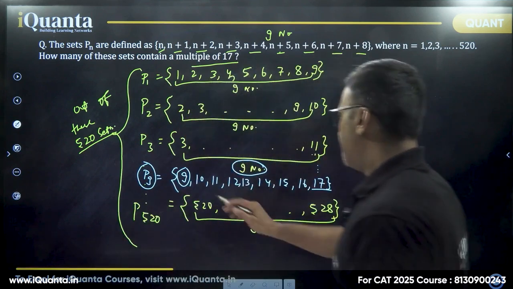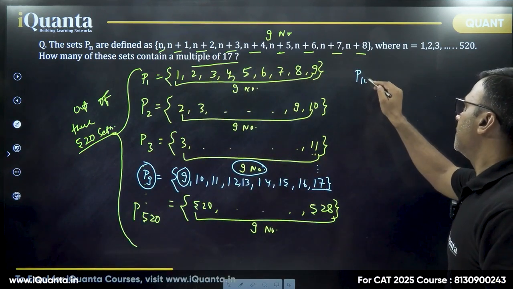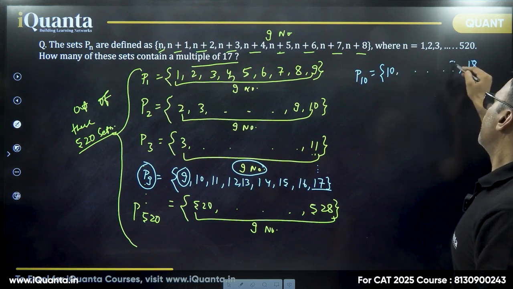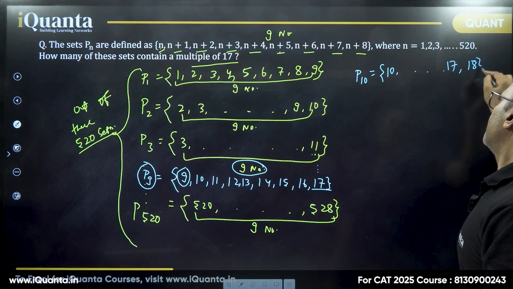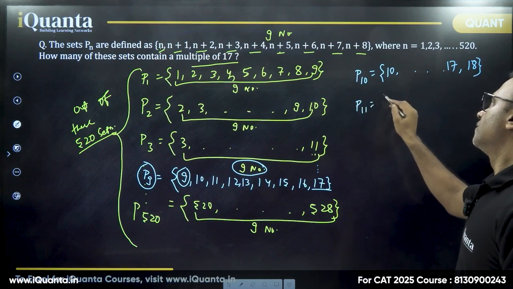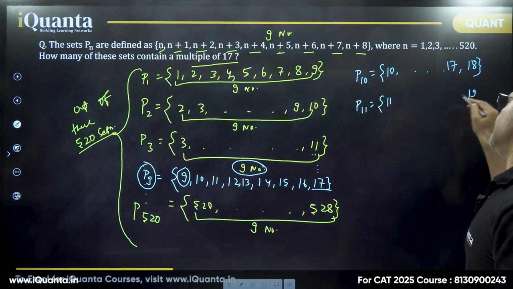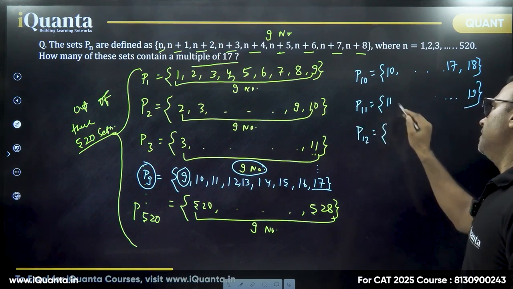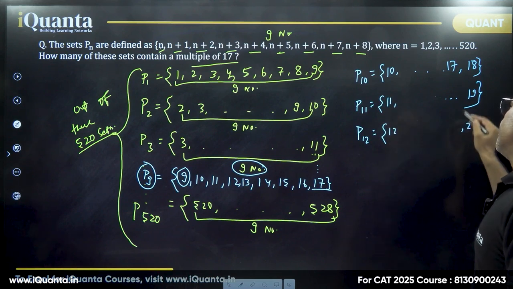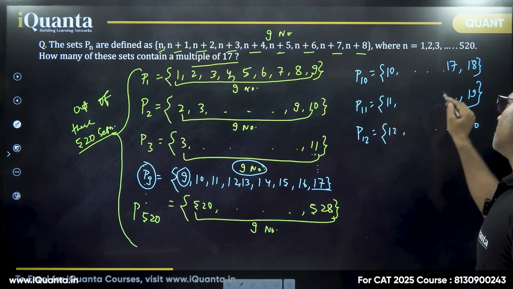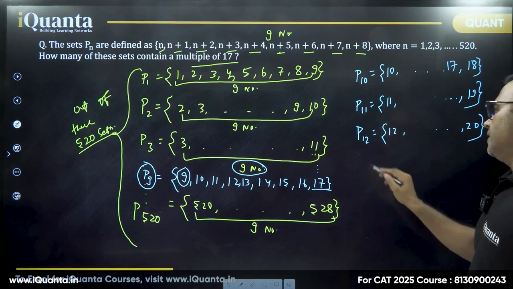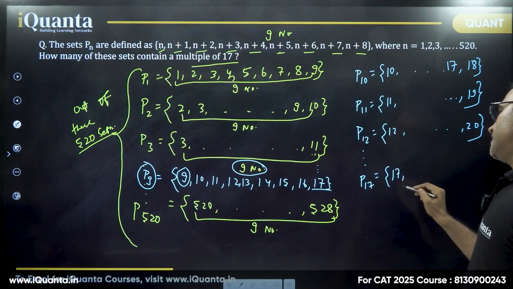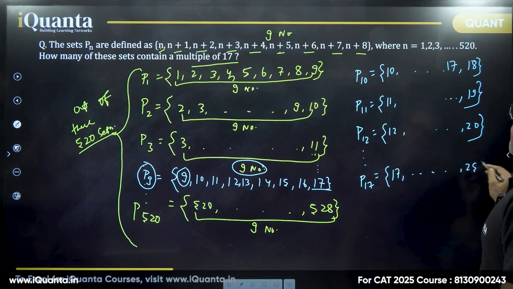Just to show, the way we have P9, similarly P10. Do you understand? P10, the first number will be 10 and the last number would be 18. So it will definitely contain a multiple of 17, right? P11, first number 11, last number 19. So somewhere there will be a multiple of 17. P12, the first number will be 12, last number will be 20. So somewhere in the middle, there is going to be a multiple of 17, right? And like this, P17 will have the first number 17 and the last number 25.